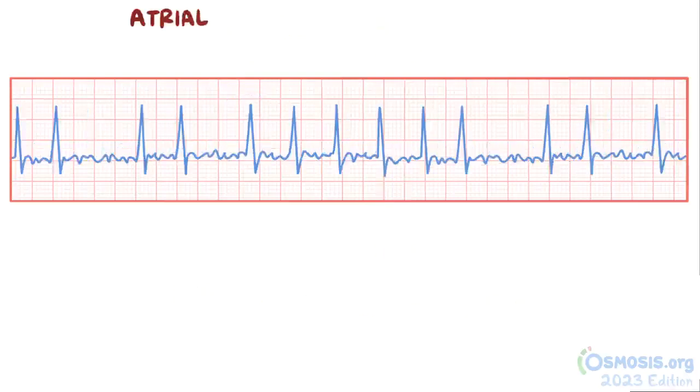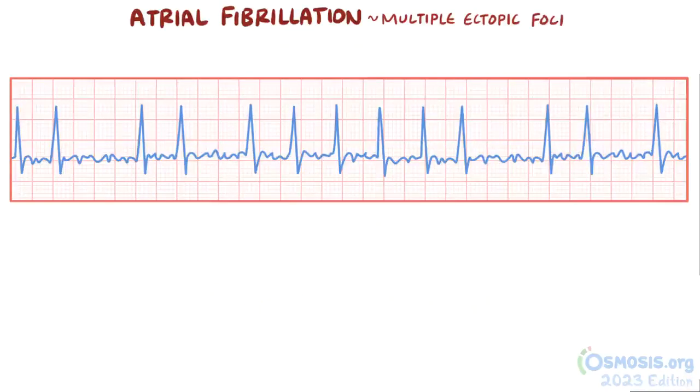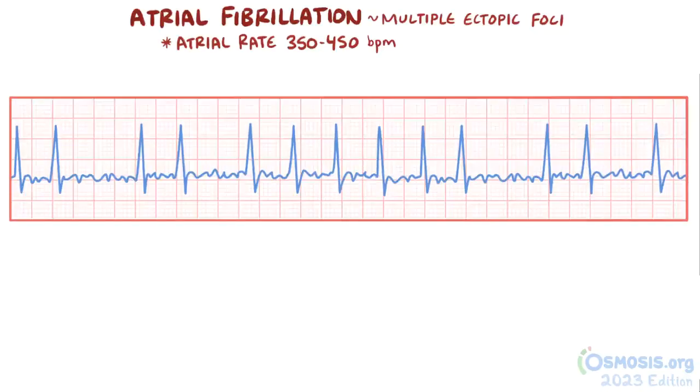Another situation is atrial fibrillation, which is when there are multiple ectopic foci in the atria that start firing all at once. The atrial rate here can increase to 350 to 450 beats per minute. In this situation, only the occasional firing of an ectopic focus that happens to be near the AV node is able to make it through and down to the ventricles. The ectopic foci fire too quickly for the atria to be fully depolarized by any one of them.